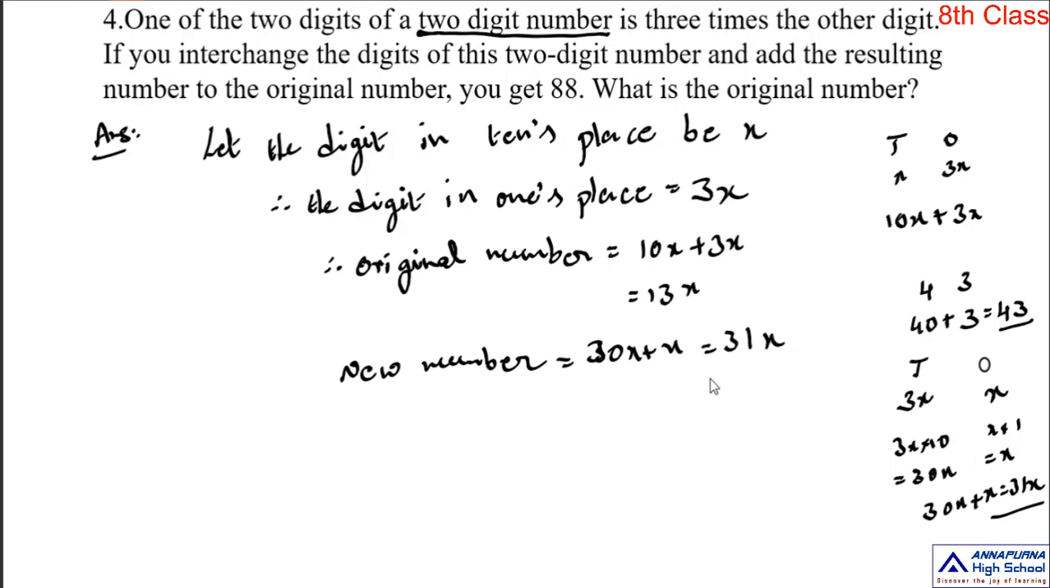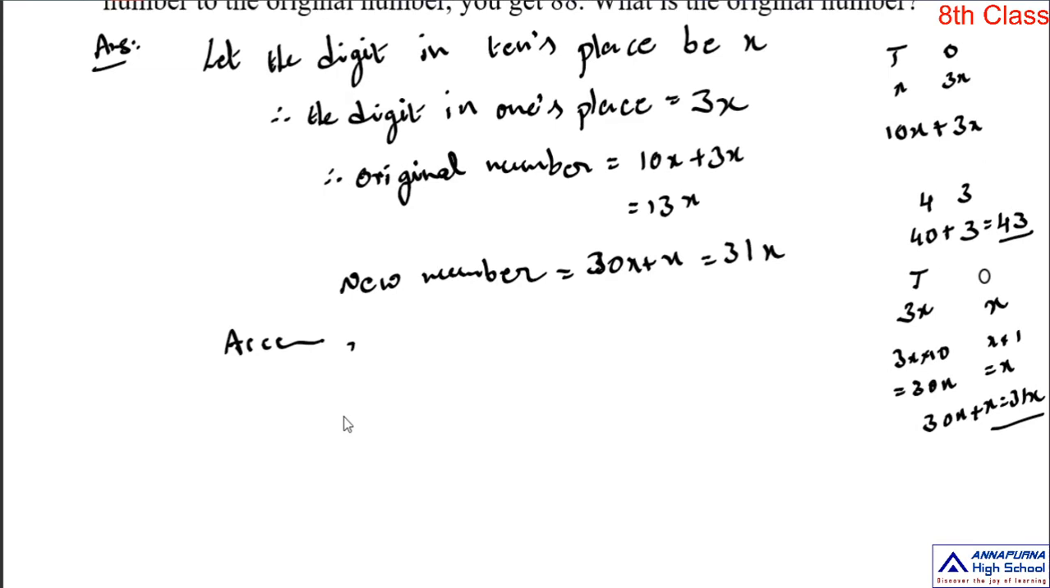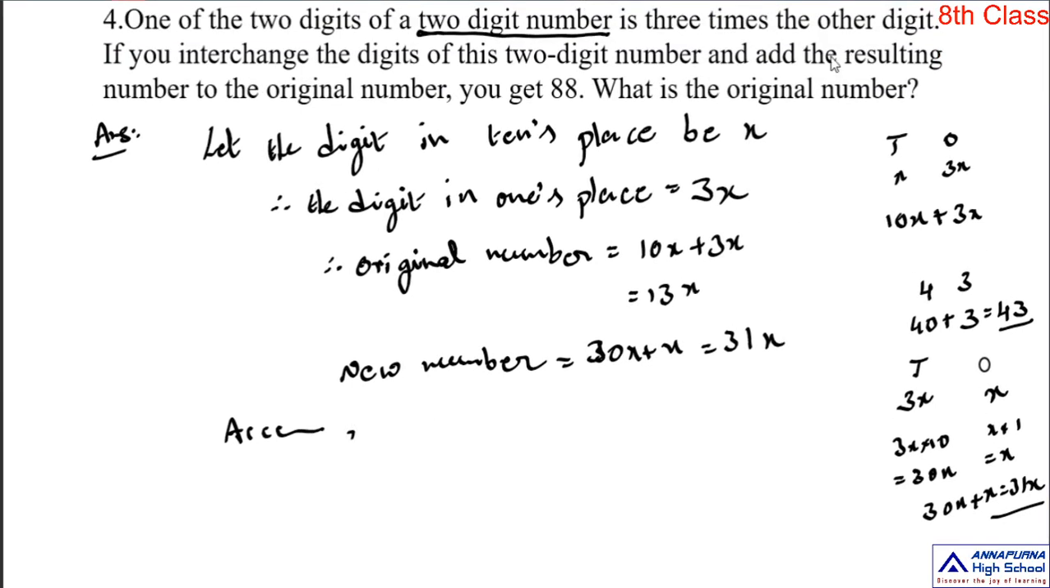This is the new number after interchanging the two digits of this two digit number. Okay, and add the resulting number to the original number, then you get 88. So according to the question, if you add the resulting number, that means the new number, to the original number.